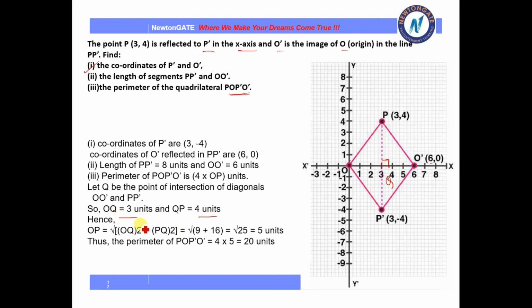So OP is the side of the rhombus. OP is 5 units. We found out the value of OP as 5 units using the Pythagoras theorem. Next, OP into 4 gives us the perimeter of the rhombus P dash O dash. 4 into 5 gives us 20 units. So these were the 3 examples.